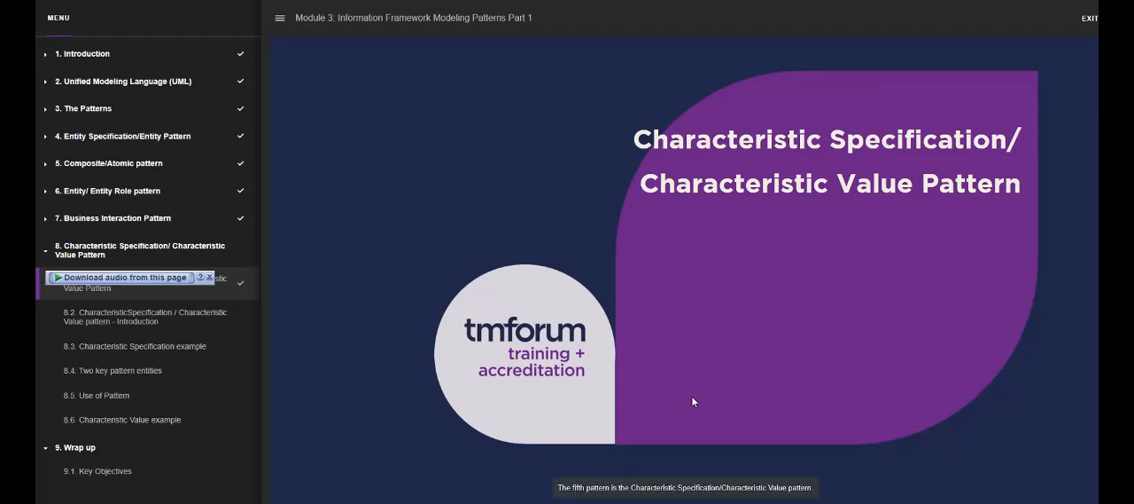The fifth pattern is the characteristic specification characteristic value pattern. Some modelers call this the attribute pattern, since it is used to enable the dynamic addition of attributes that describe an entity without changing the model. It is used in many domains such as market, sales, product, service, resource, and has now been generalized as the Level 2 ABE in the Common Business Entities domain, Root Business Entities ABE.